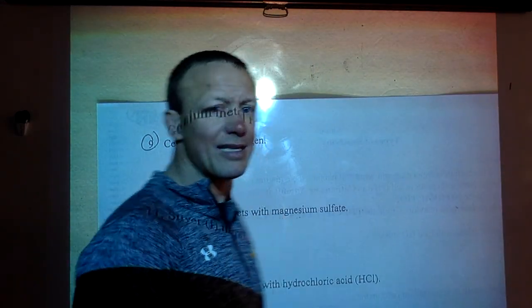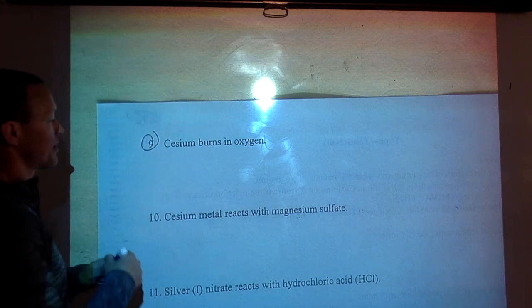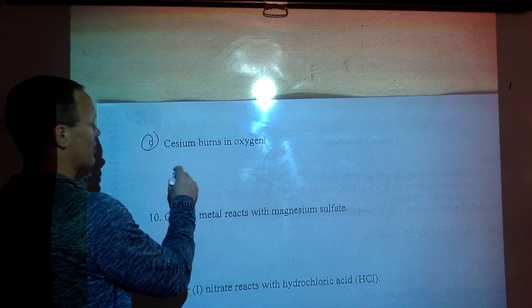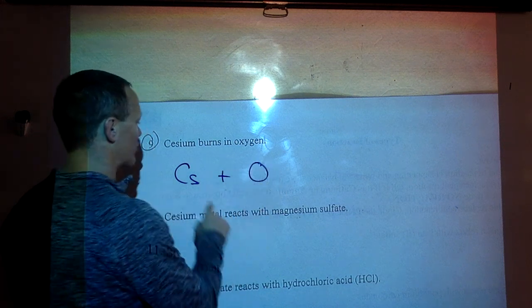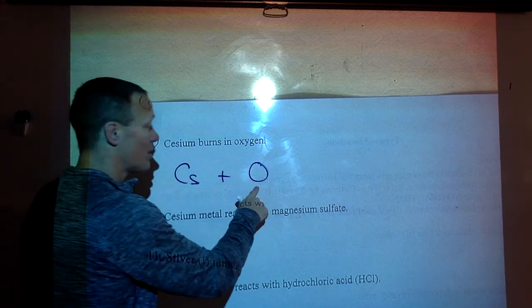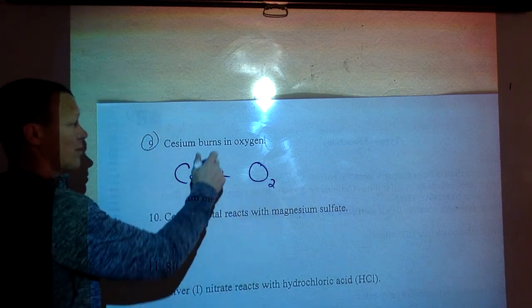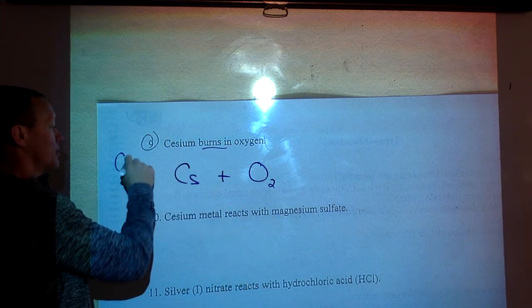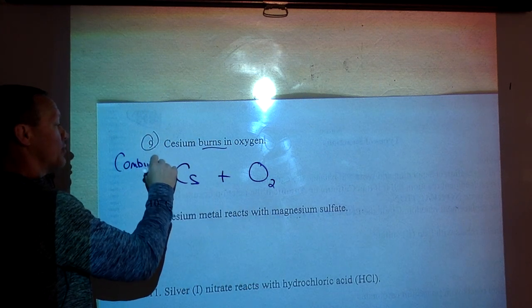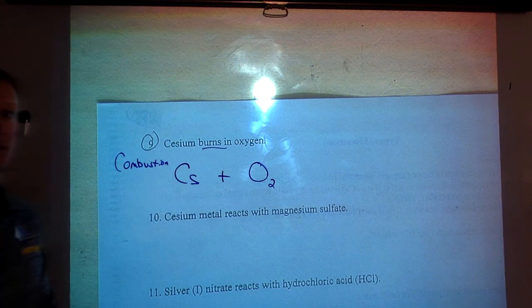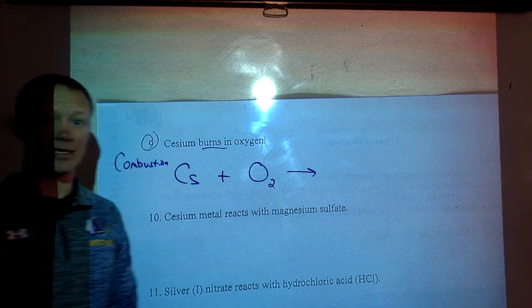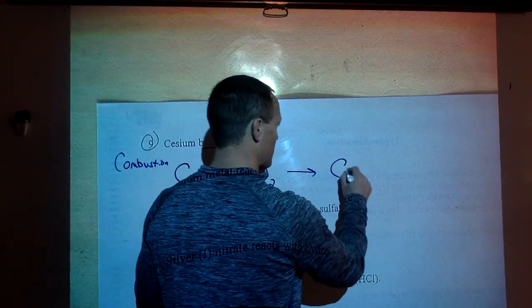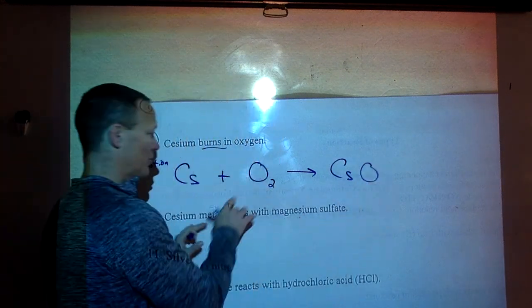Number 9 says that cesium burns in oxygen. So anytime something burns, it's always plus oxygen. So we got cesium plus oxygen. Cesium is not diatomic. Oxygen is diatomic. Burns means it's a combustion reaction. So plus O2. One thing that can be made here is cesium oxide. So cesium oxide.